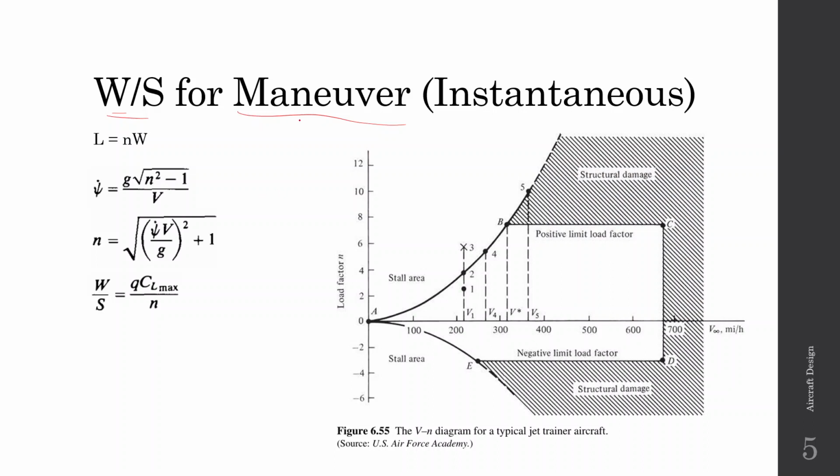W by S for maneuvers. So there are two kinds of maneuvers. One is your instantaneous maneuver, and the other one is the sustained turn. So basically, what happens is that when the aircraft is turning, the lift vector is pointed to the side. Okay, and that lift which points to the side, that causes the turn.